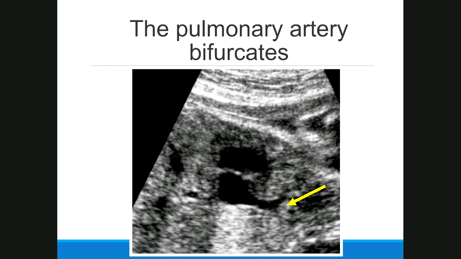Like I said, to help you understand the difference in the aorta and the pulmonary artery, this is the main, let me get my pointer back. This is the main pulmonary artery right here, and it's going to almost immediately bifurcate into the left and the right pulmonary arteries.